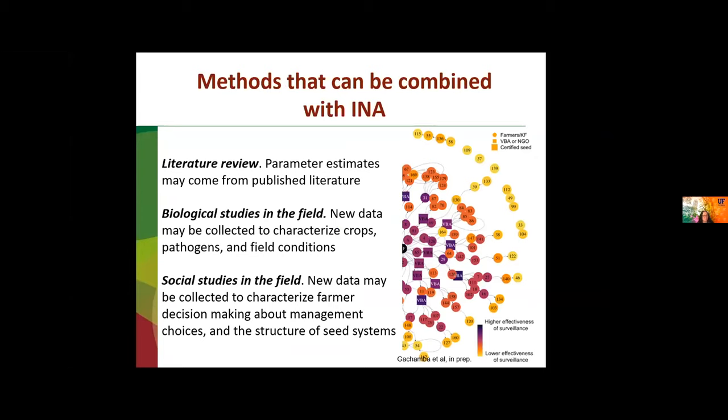So impact network analysis can be combined with several different methods. In the general context of getting parameter estimates, those might come from published literature, so literature review could be an important stage of the impact network analysis. There might be new biological studies in the field, collected to characterize crops, pathogens, or field conditions. And there could be new social studies in the field that might, for example, characterize farmer decision-making about management, and then the structure of seed systems too. For example, who is exchanging seed with whom? Where do people tend to trade seed or buy seed? Other tools in the toolbox can also be used to help characterize these systems.